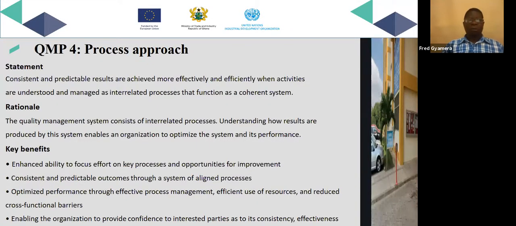Four, process approach. Consistent and predictable results are achieved more effectively and efficiently when activities are understood and managed as interrelated processes that function as a coherent system. So this kind of thing, where you are in your small box corner somewhere doing your own thing, will not work. Processes should interrelate and interact right from the input through the transformation, which is a value addition, to the output. There should be that kind of linkages, that interaction, that interrelationship. These two words, use them, don't separate them. You interact, you interrelate, because it is a process.